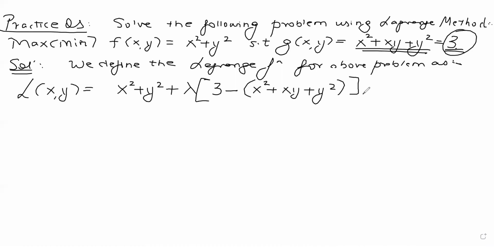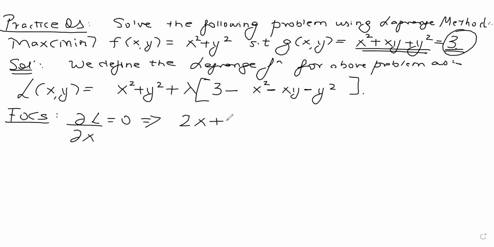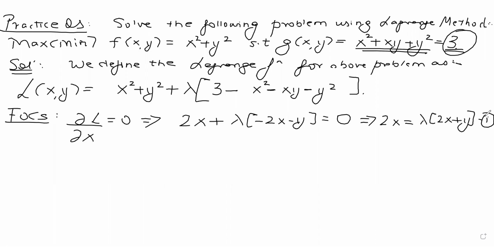Okay, now I can do one thing. I can remove this particular bracket and I can put minus inside. So now our first order conditions, let's quickly solve them. Del L by del x equal to 0, which implies 2x plus lambda times minus 2x minus y equal to 0, which I can write as 2x is equal to lambda times 2x plus y. This is equation 1. I basically took this to the right hand side.